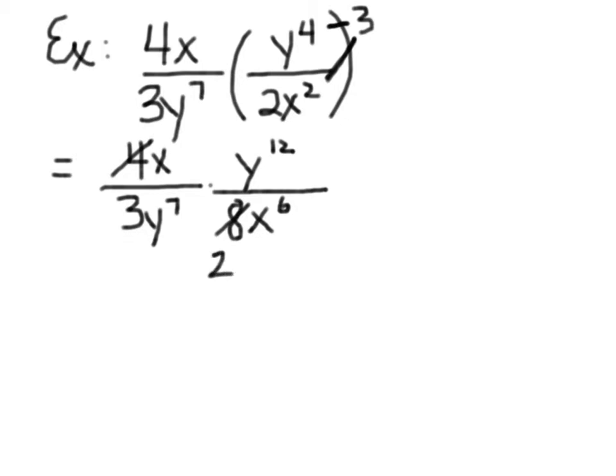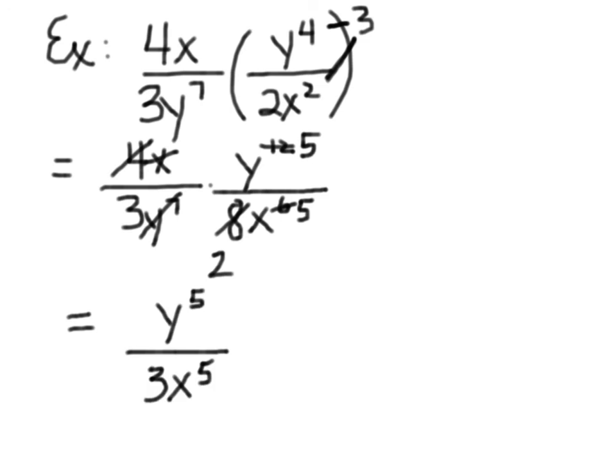Now let's look at our y's. 12 is the big one, so we're going to the numerator. So we're going to subtract 12 and 7, which leaves us a y to the 5th right here. And what about those x's? X to the 1st makes this one x to the 5th. Now I want you to pause it again, write your answer down, and then restart it and see if you get the same thing I got. And here's the final answer.